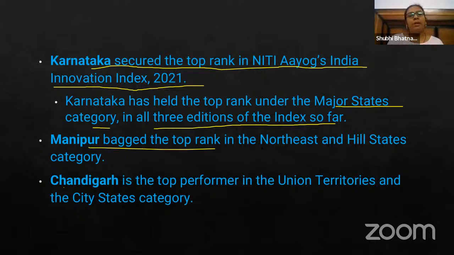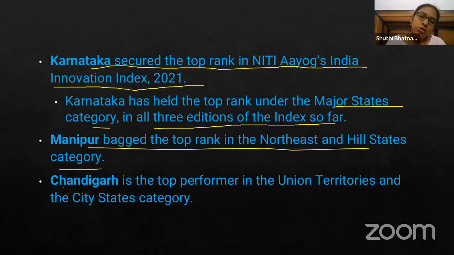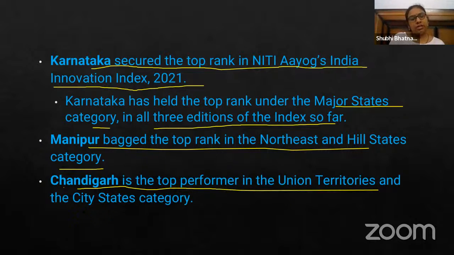Manipur bags the top rank in the Northeast and Hill State category. Manipur ने Northeast और Hill States में top position किया है. Chandigarh is the top performer in the Union Territories and the City States category. And जो चंडीगढ़ है उसने Union Territory और City States category में top किया है. So कर्नाटका के साथ साथ ये जो important states and union territories हैं, you must be able to recognize.